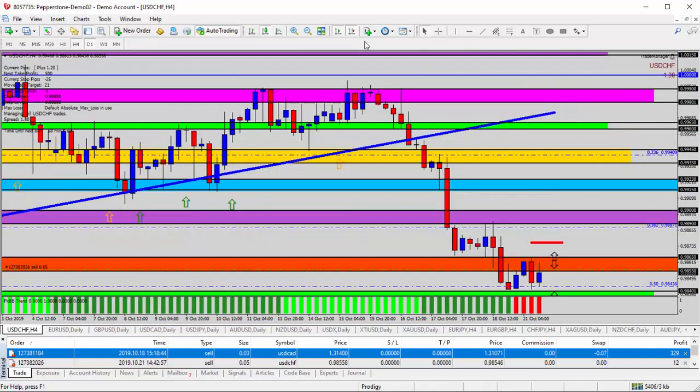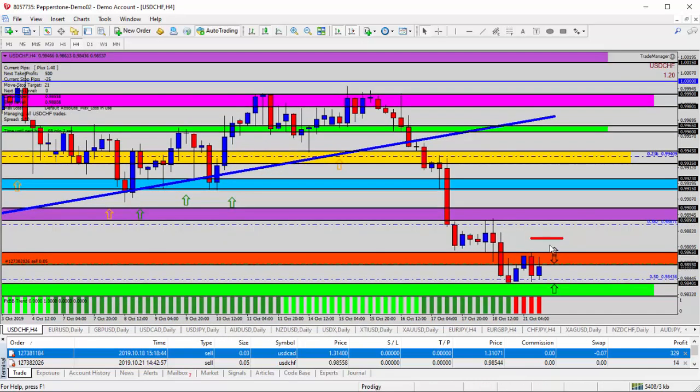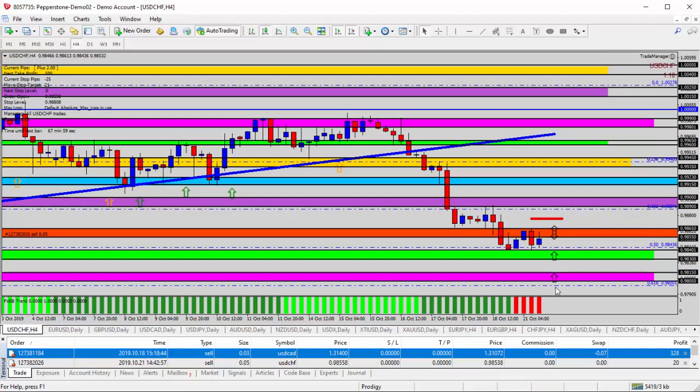Back to the 4-hour time frame again. So what I'm looking for today is for it to stay under the orange zone, target back down to the green zone, or lower back to the pink zone and the 618 fib. Risk is a break above the orange zone today for the dollar franc.